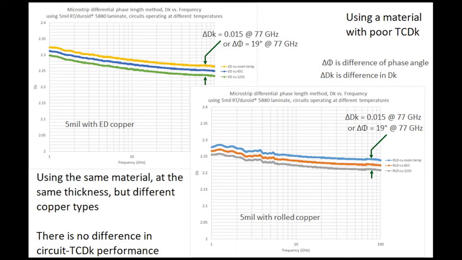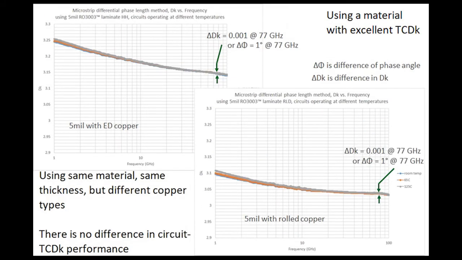all in this test. The charts shown here are actually the same charts as the previous, except using a different material. Now we're using a material that has extremely good TCDk. This is the RO3003 material, 5 mil thick, with rolled copper and ED copper, so we're looking at differences in copper, but you can see in the numbers here, there really is no difference at all. So a material with a very tightly controlled TCDk, which this is, you can see that the difference between room temperature, 65C and 125C, is really insignificant. It's really within the measurement noise of this test method.